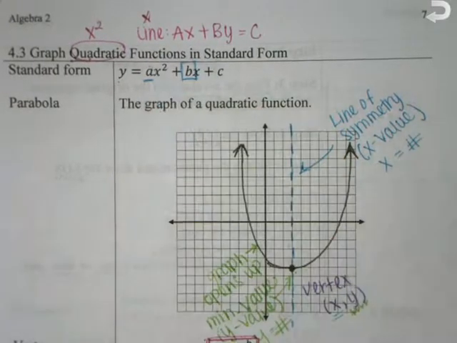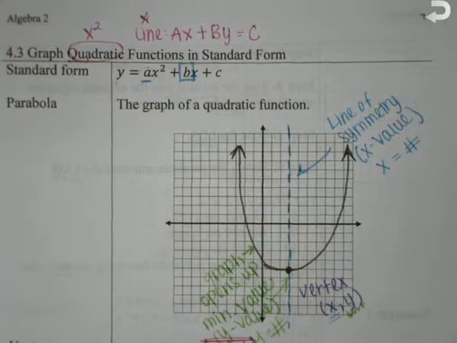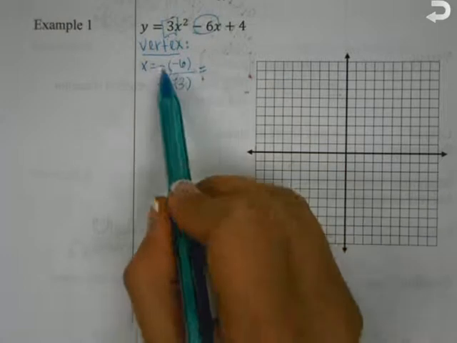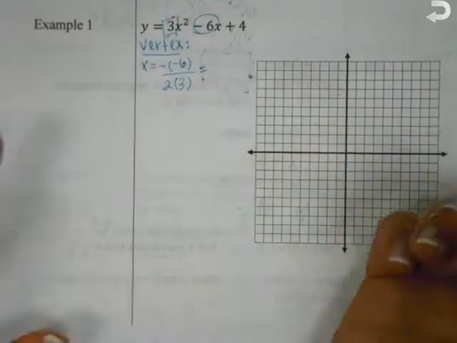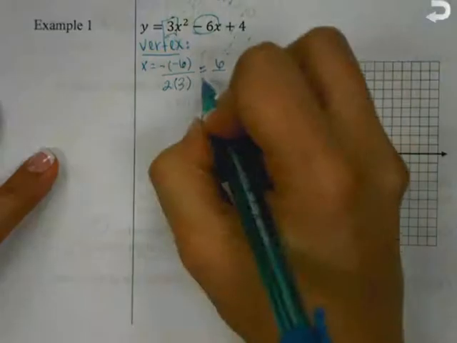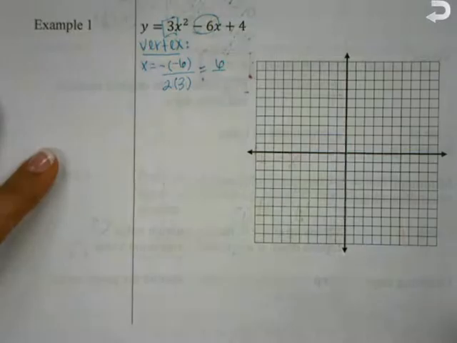Alright, so let's simplify this. We have negative 6, so what does that turn into? Positive 6 over... over what? 6, which reduces to 1. So the x-coordinate is 1. How do I find the y-coordinate?